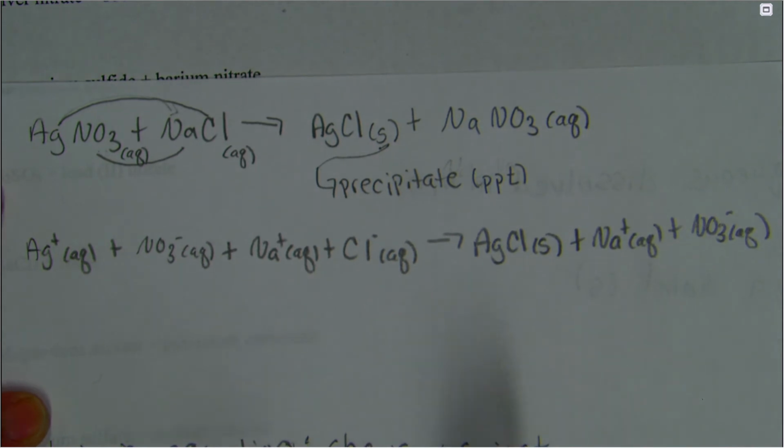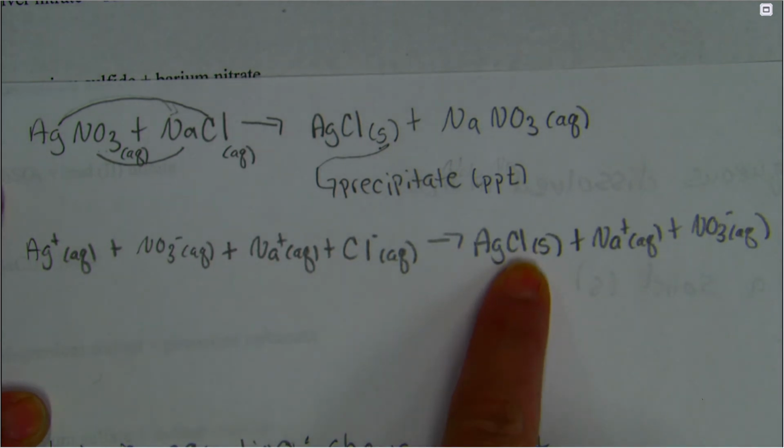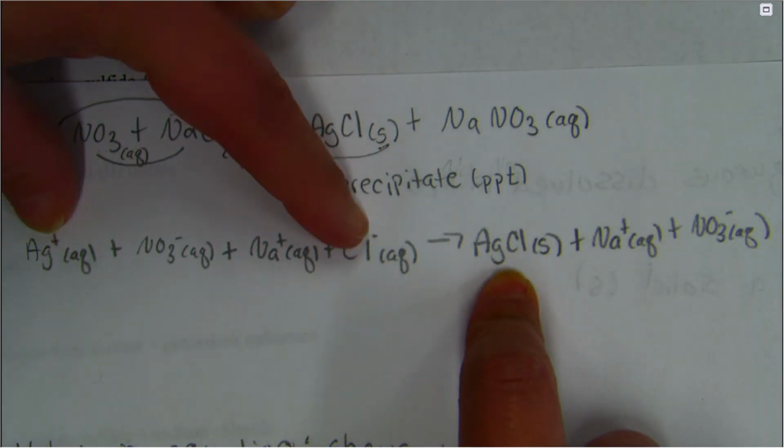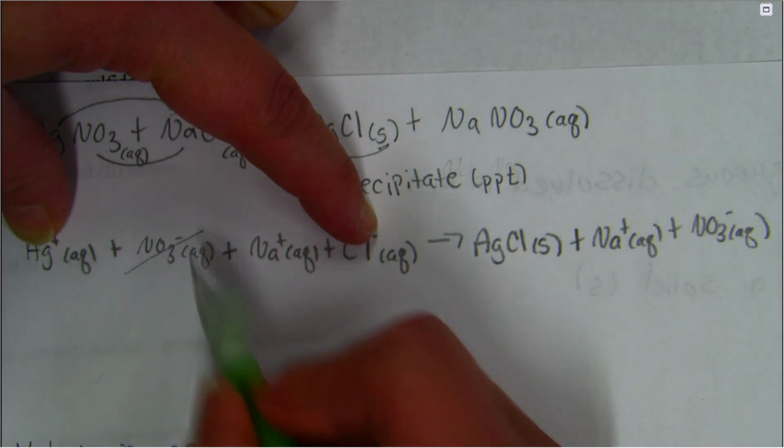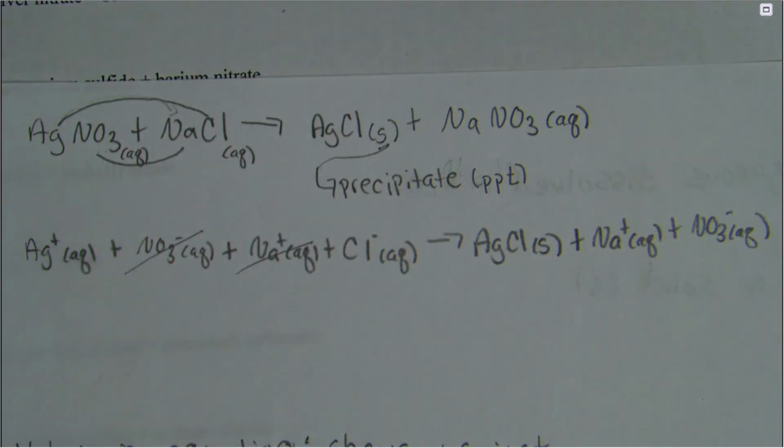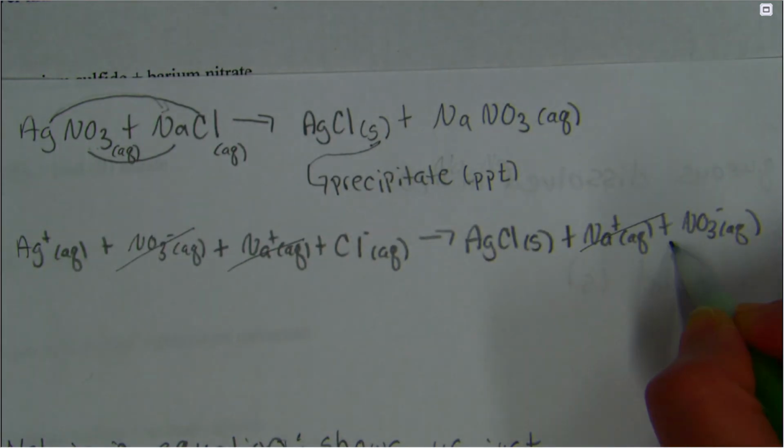The reaction is the formation of a precipitate, which is silver chloride, the solid. So it is made up of silver and chlorine. So silver and chlorine right here. What is not involved? Nitrate and sodium. So we are going to mark those out.